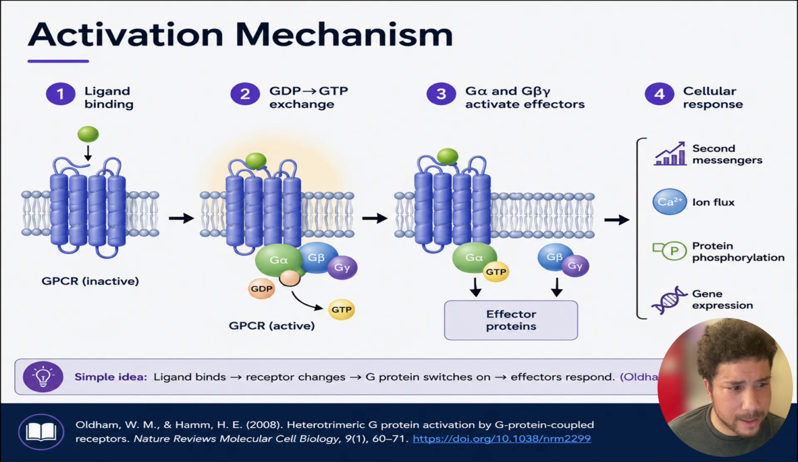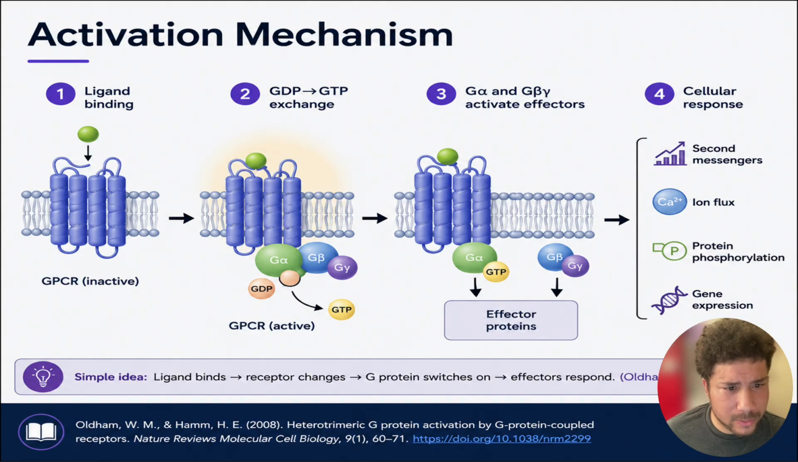In step 2, the ligand binding stabilizes an active receptor conformation. The activated GPCR interacts with the G alpha subunit and then acts functionally as a guanine nucleotide exchange factor, and this phase is important. The receptor does not phosphorylate the G protein, and it does not convert GDP chemically into GTP.